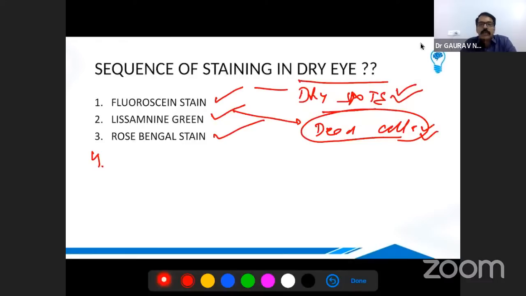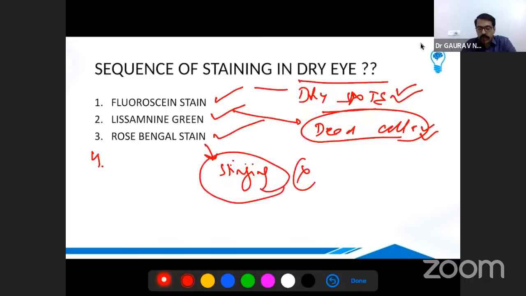Lissamine green stain is more for the conjunctiva. Rose bengal stain causes a lot of stinging, so it is not very preferred. You would not prefer using rose bengal stain. So the sequence of staining I would keep as fluorescein stain followed by lissamine green stain, and rose bengal last. Yes, I would say last.